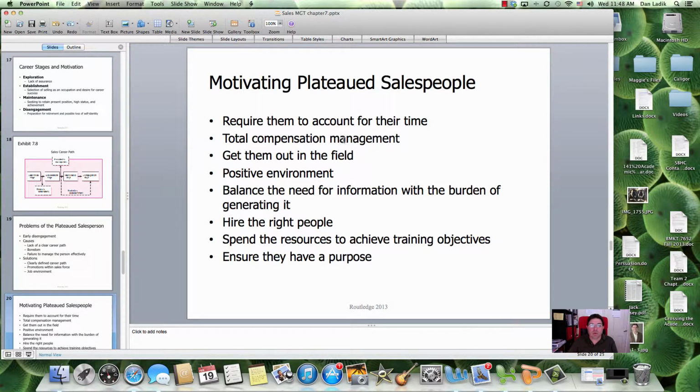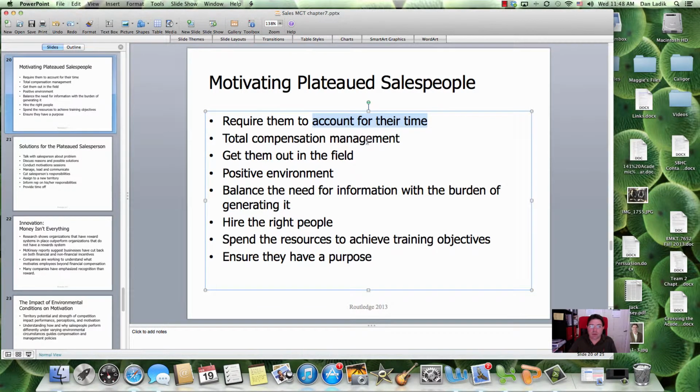So these plateaued salespeople, they can't just be complaining. Make sure that they account for their time, that their compensation is related to their effort and management. Get them out in the field, get them selling more, get them in a positive environment with other people. Maybe they have to be a coach or a mentor, some training involved.